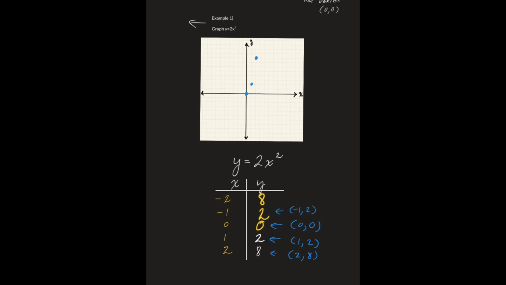-1, +2. Start at the origin, go back 1 time, go up twice. That's -1 and +2. And now I have a -2, +8. So I go back 2 times, and then I come up to the number 8. And what I have is just a small representation of my parabola.